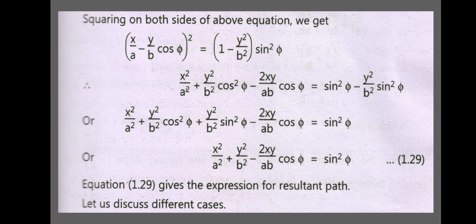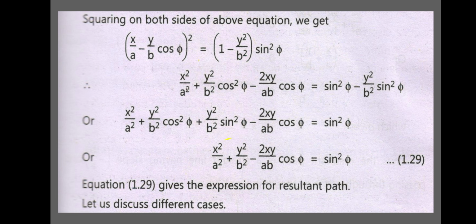Now squaring this equation on both sides, we get (x/a − (y/b) cos φ)² = (1 − y²/b²) sin²φ, which gives x²/a² + (y²/b²) cos²φ − (2xy/ab) cos φ = sin²φ − (y²/b²) sin²φ, or x²/a² + (y²/b²) cos²φ + (y²/b²) sin²φ − (2xy/ab) cos φ = sin²φ.